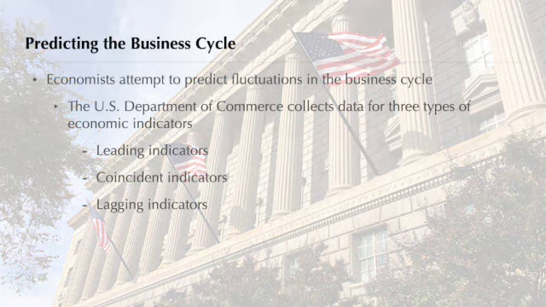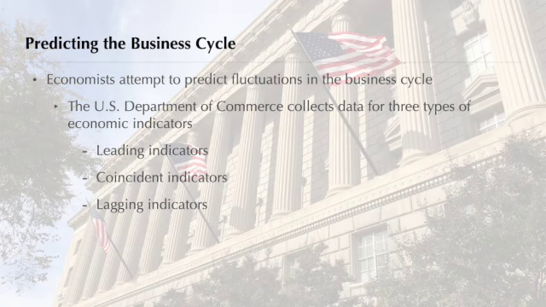Economists try to predict fluctuations in the business cycle. Decision makers in business use these predictions of future economic activity to help plan for plant construction, expansion, or modernization, production goals, and hiring. Similarly, government decision makers rely on economic forecasts when they develop taxation and spending policies.